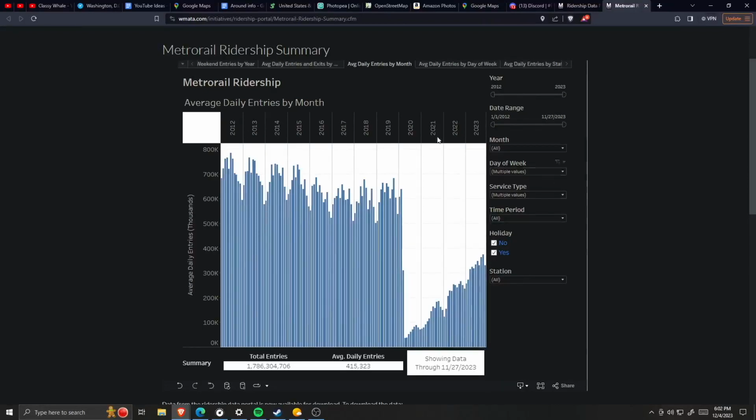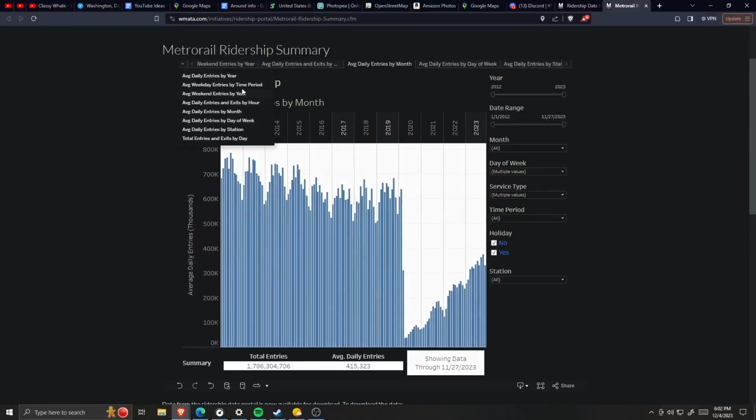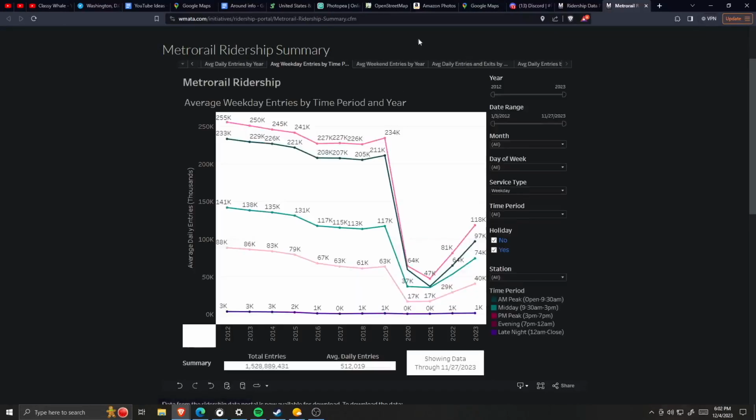So by month is one thing, but there's still a ton more. There's time period, which you can see what time of day people are using it, and obviously the percent have gone down a lot. So I don't look at that one a ton, but there's one up here that I do want to show you as well. So average daily entries by station.